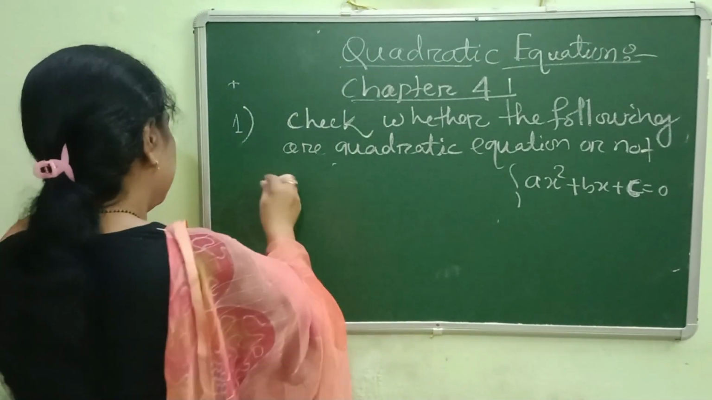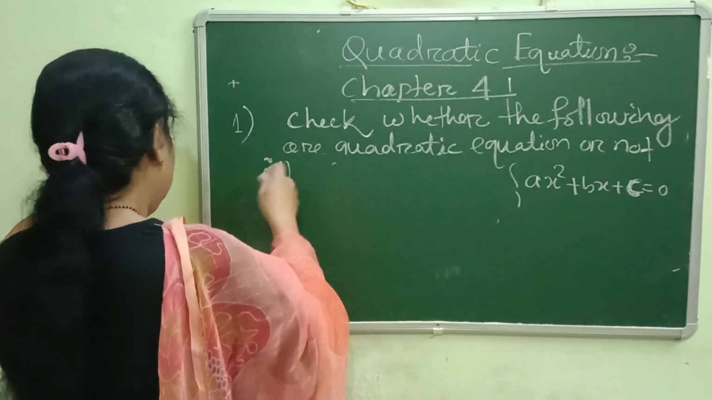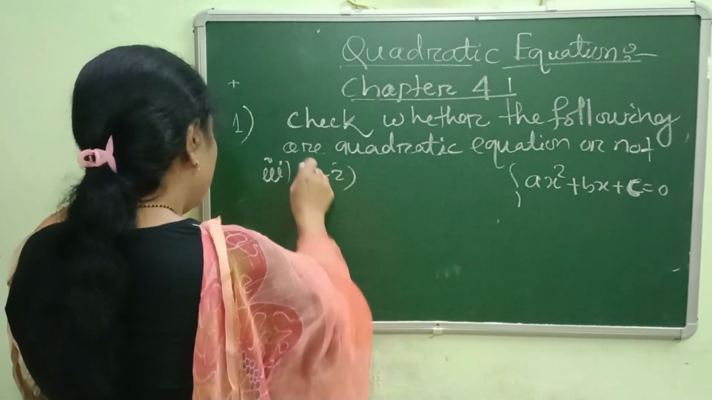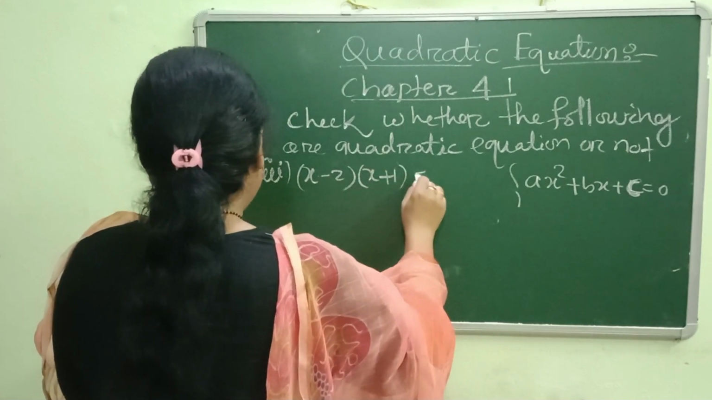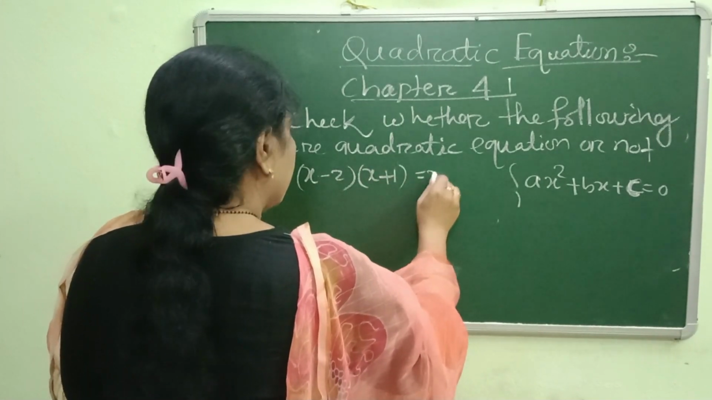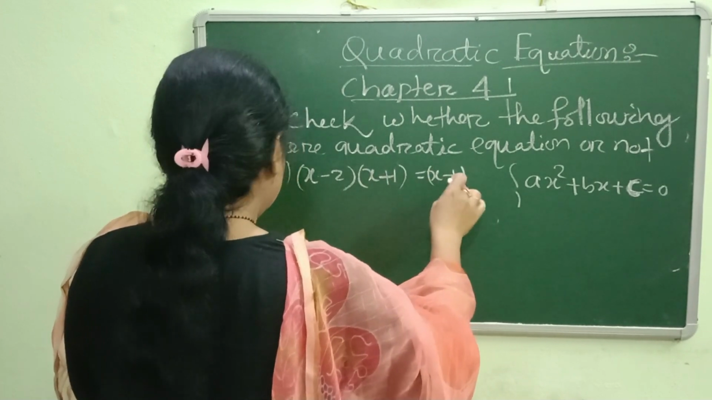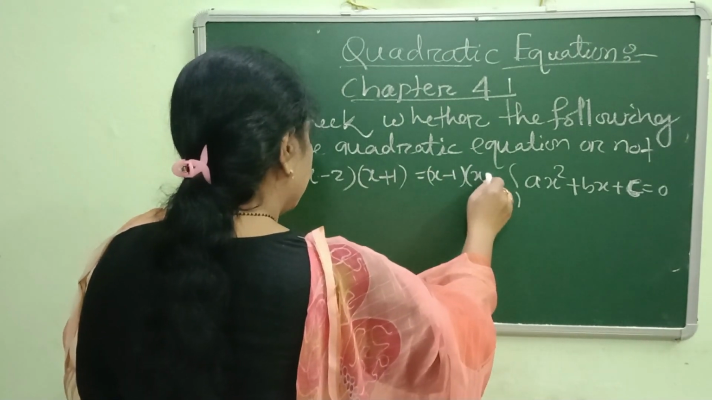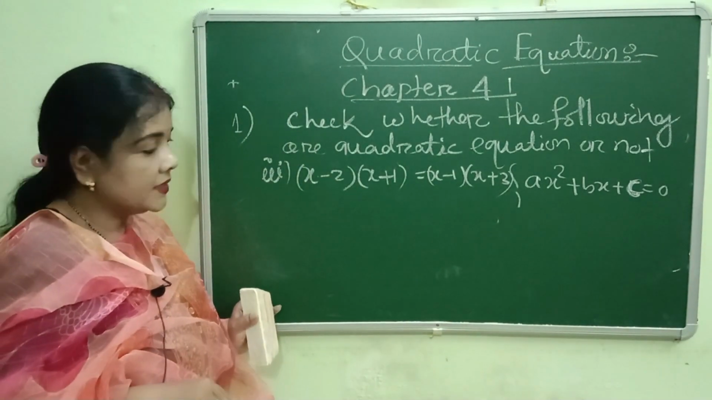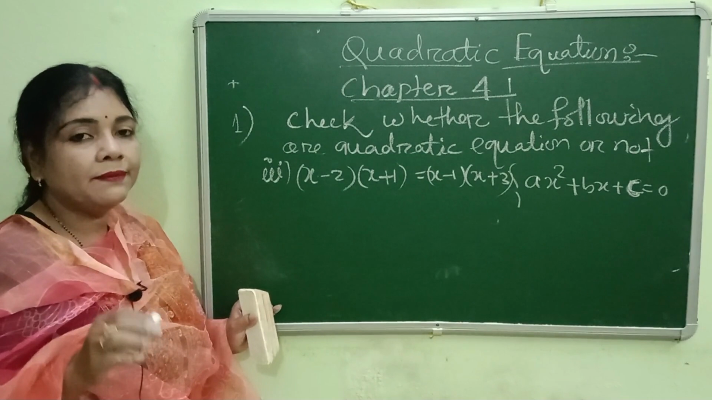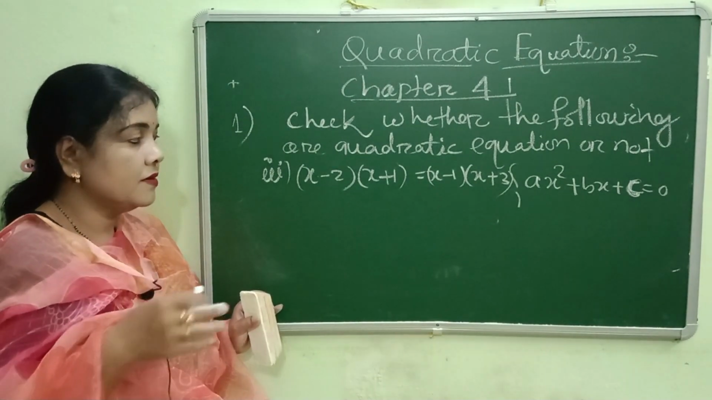The question is (x minus 2)(x plus 1) is equal to (x minus 1)(x plus 3). Now see, it's looking complex. So you have to multiply factor by each factor.